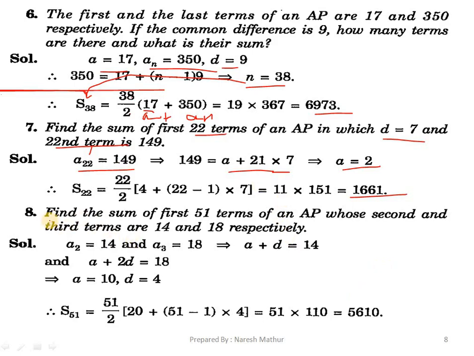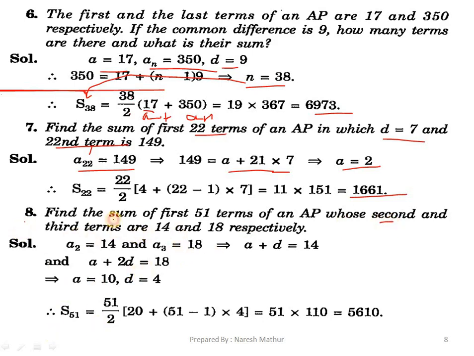Now the next one. Find the sum of the first 51 terms of an AP whose second and third terms are 14 and 18 respectively. Now this is a tricky question, because we are given only the second and third terms and we do not have a and d. So first we need to find the value of a and d by making two equations.